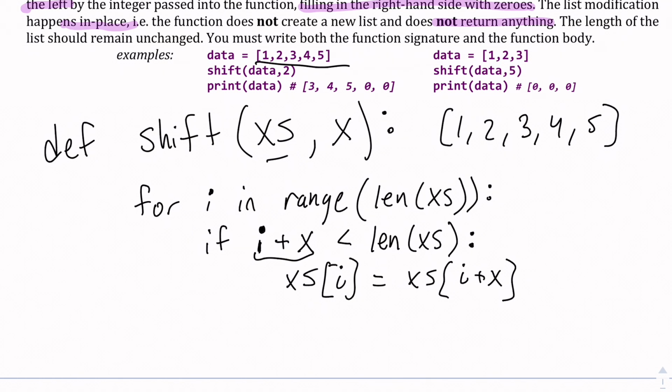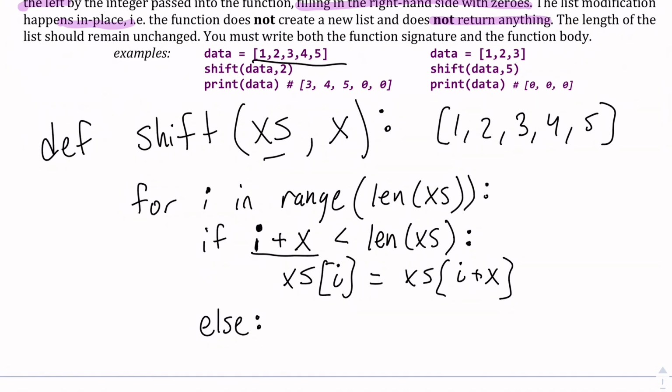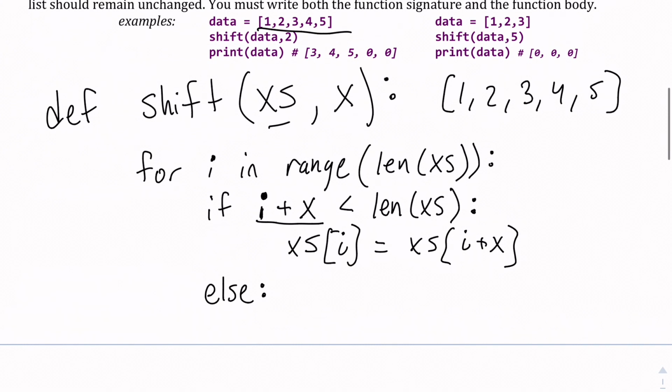If, on the other hand, we find that by attempting this shift, we are bigger than or equal to the length of x's, that's a bad index. That means we're now so far down this list that there's nothing to shift into this location, and instead I should be updating this position in the list to be a 0.